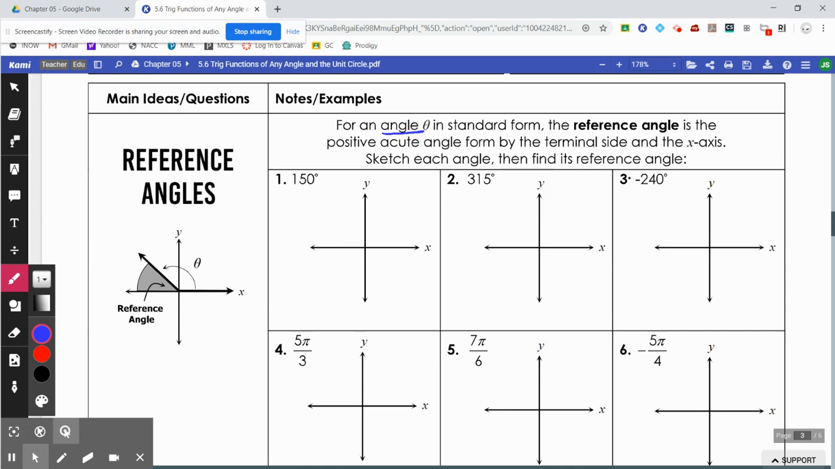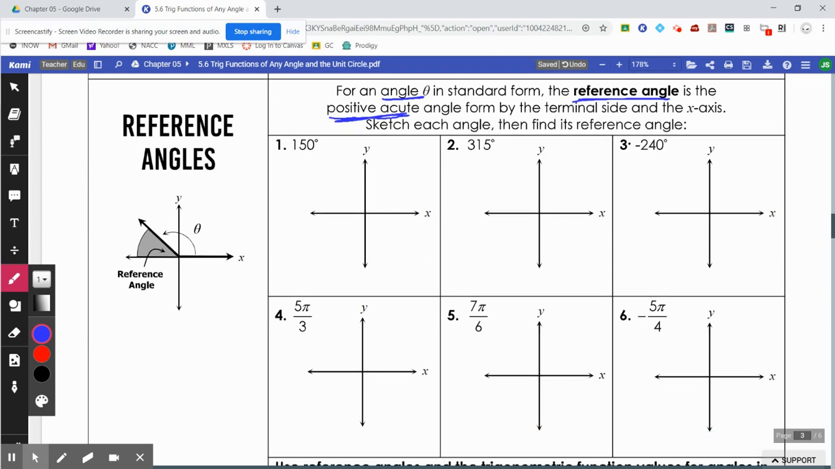For any angle, we're going to call it theta, in standard form, this could be in any quadrant. The reference angle is the positive acute angle, so it has to be a positive number and it has to be less than 90, or it's not a reference angle, formed by the terminal side and the x-axis. So you're going to take your terminal side and the nearest portion of the x-axis.